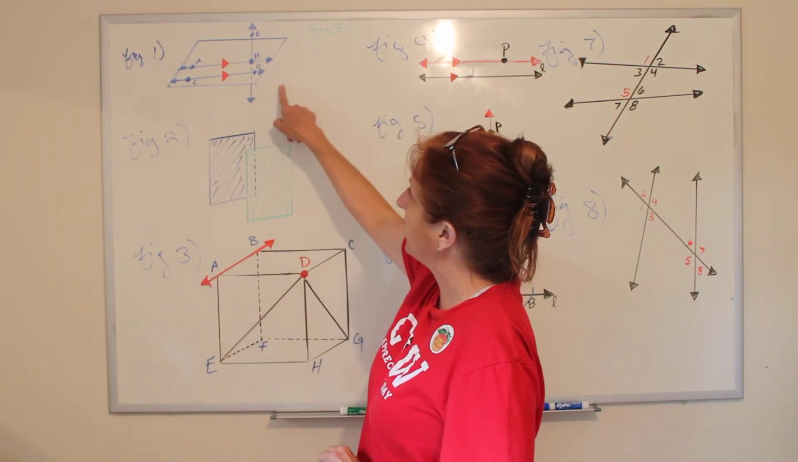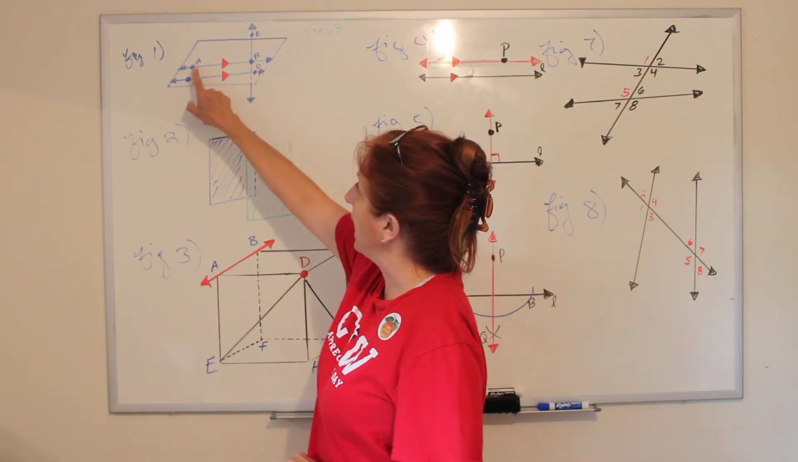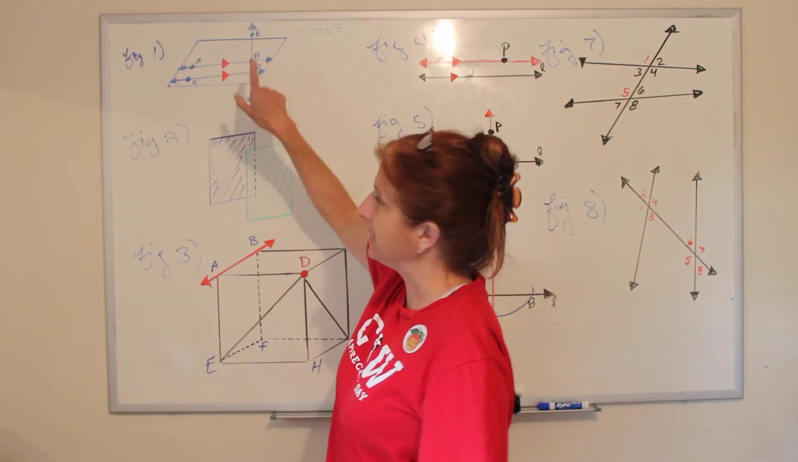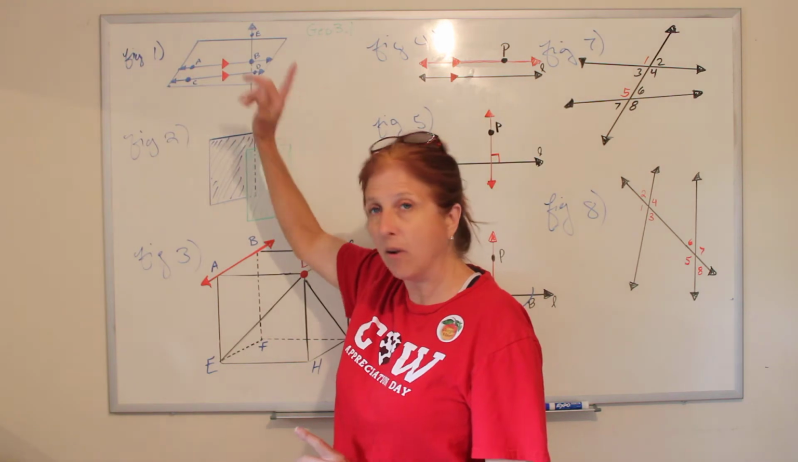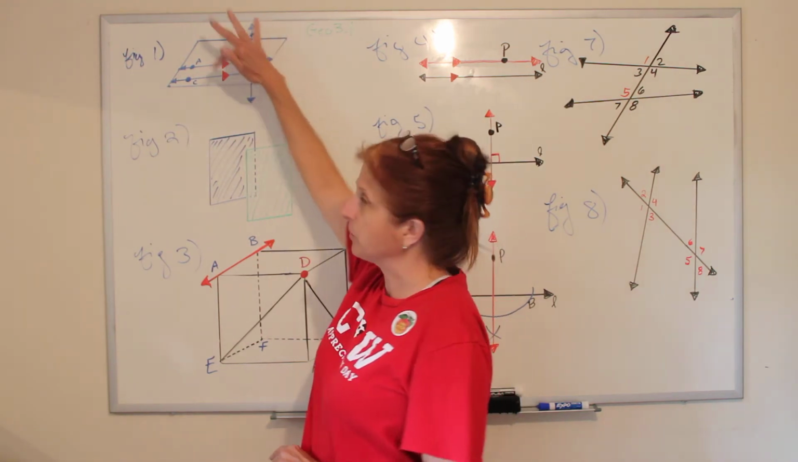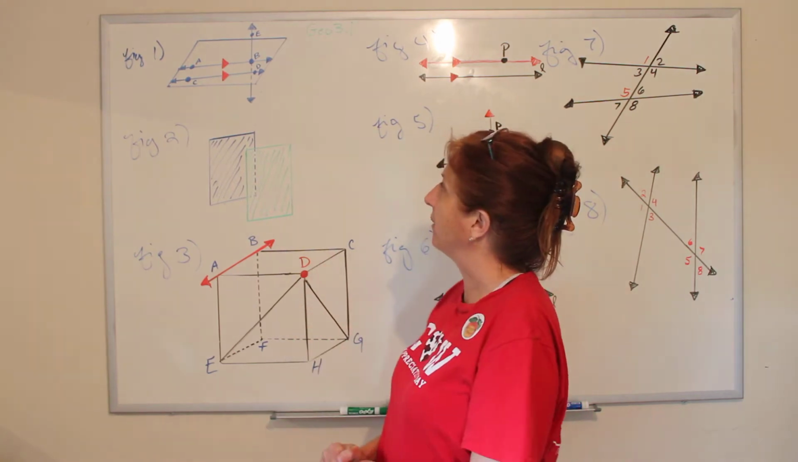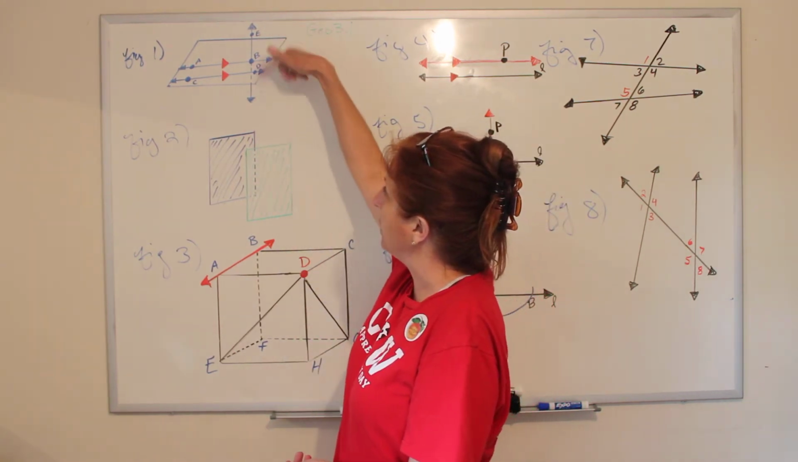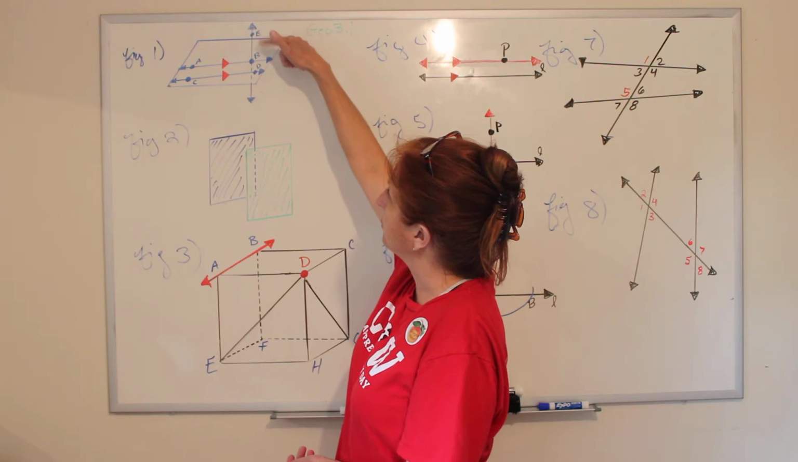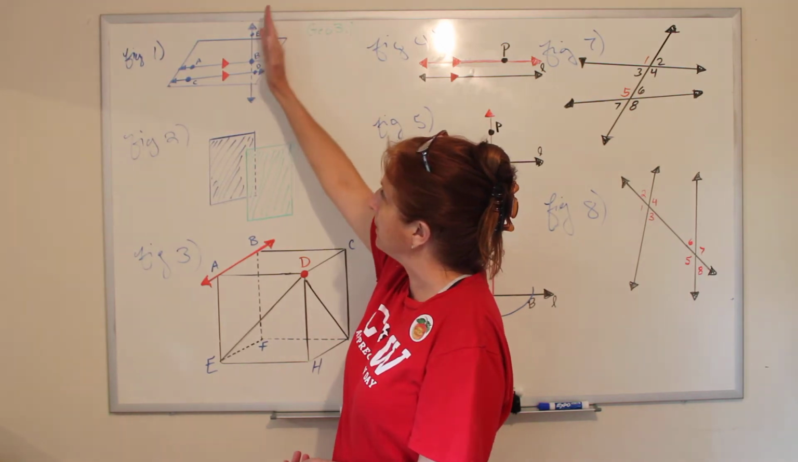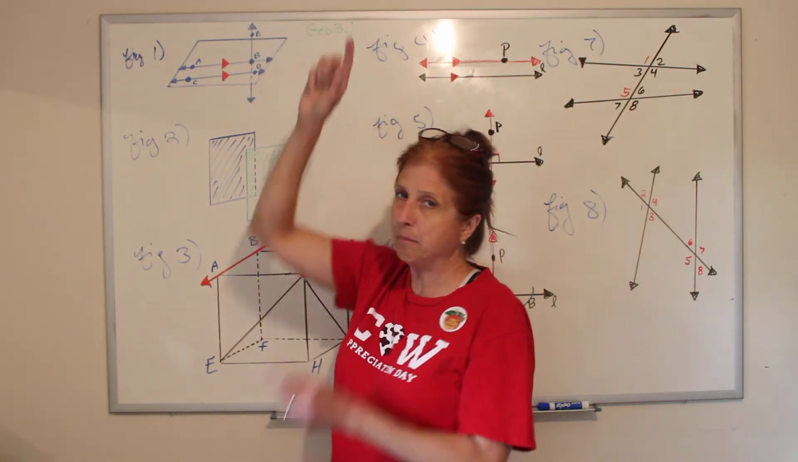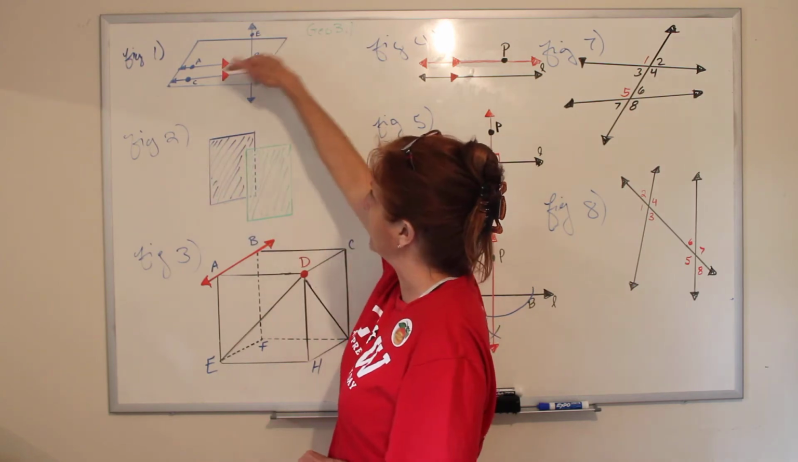So here we have line AB and CD are parallel. And how I know that is these little red arrows are the symbol that means the lines are parallel. This line going up and down, this BE, is perpendicular to AB because it's making a plus sign.